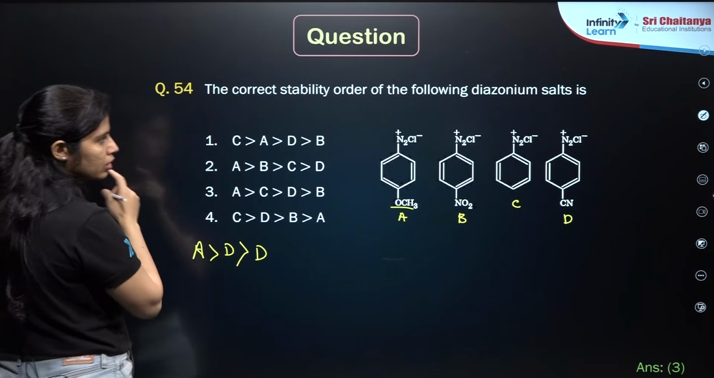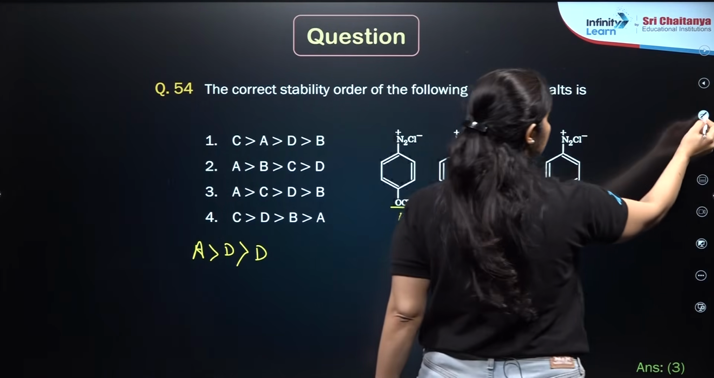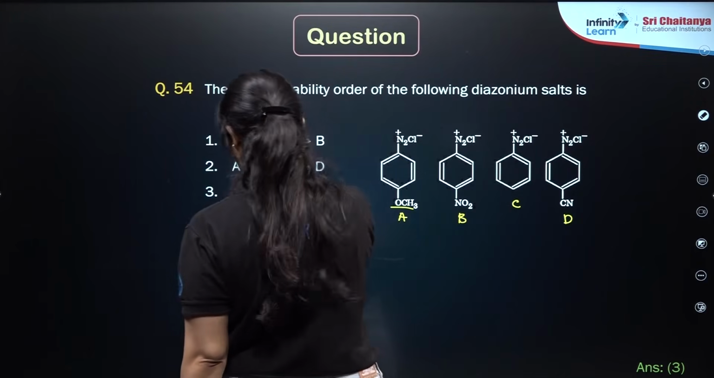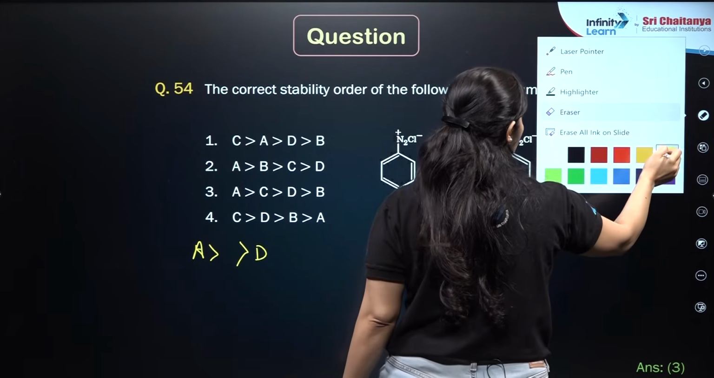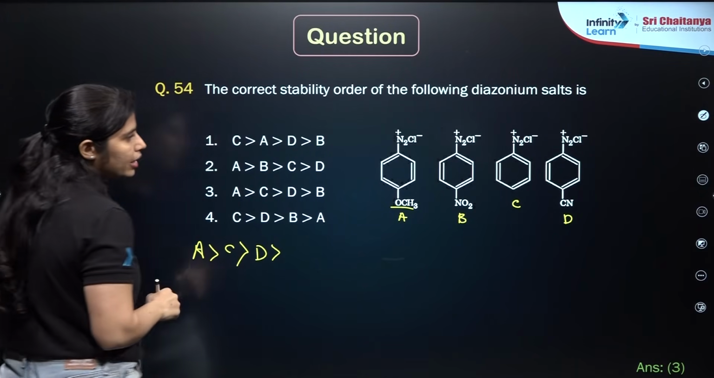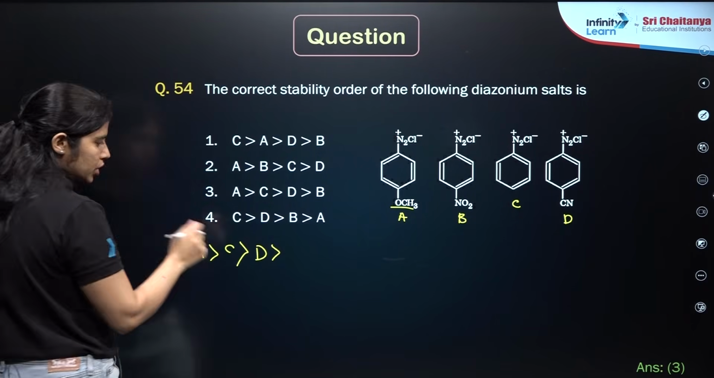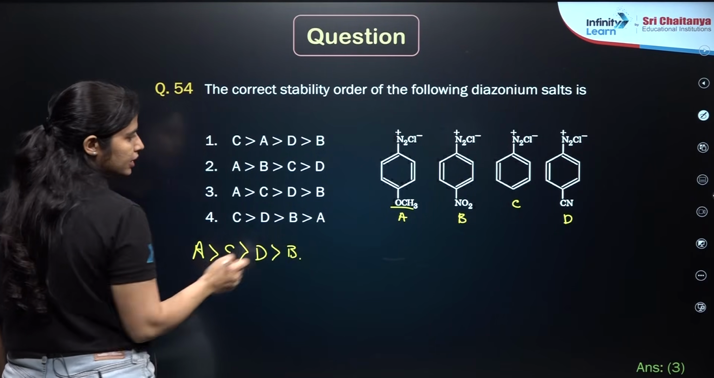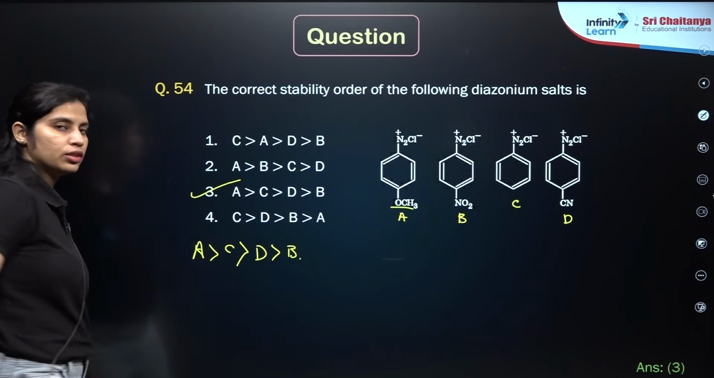Cyanide. Sorry, did I write C? Sorry. So we have A, C, and in the last one, as you can see, we have the most electron withdrawing group, which is nitro, which is definitely not going to be very stable, and that is why the correct sequence is going to be 3.